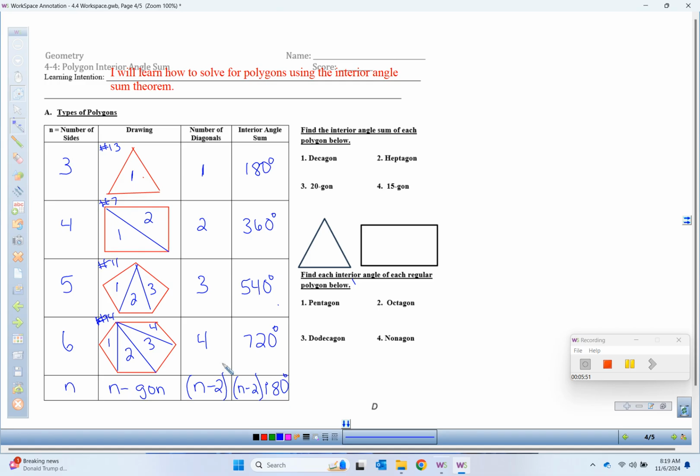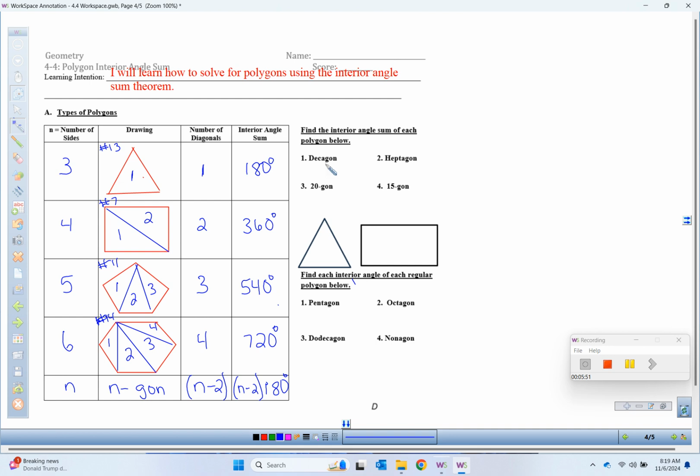Okay, and I do think you will find these formulas, the interior angle sum, on your formula card. So you will get that for your test, so that's good. So let's go over here, and it says find the interior angle sum of each polygon below. Okay, so interior angle sum, that is what is specified here.